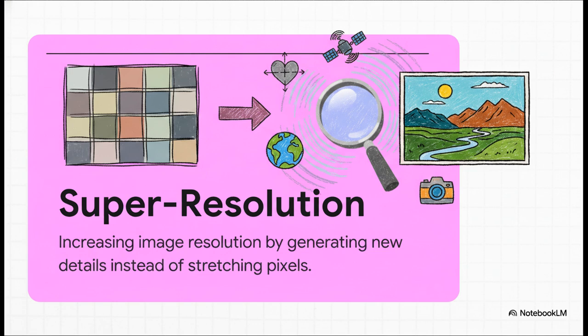Diffusion models offer a completely different solution. They actually generate entirely new, realistic details to fill out the higher resolution, perfectly preserving sharpness. And this isn't just for making your vacation photos look better. This is a high-stakes tool being used to enhance critical medical imaging and clarify satellite imagery.